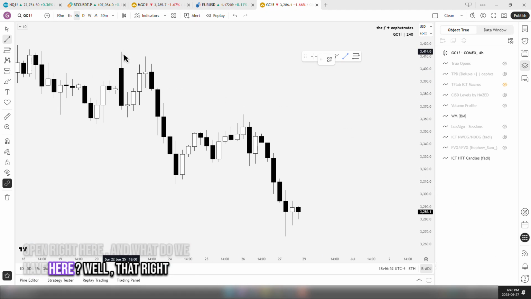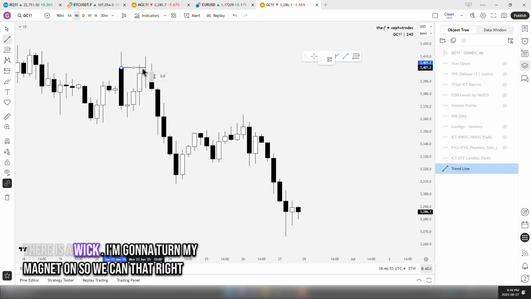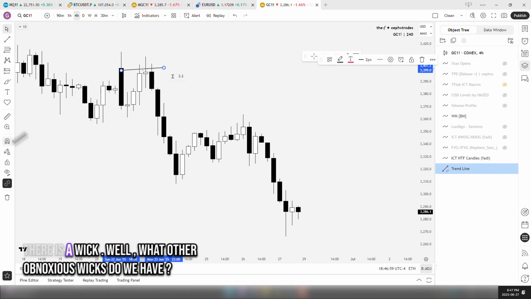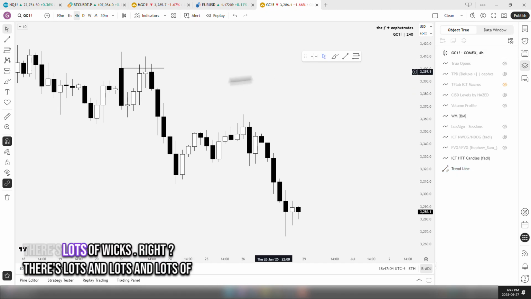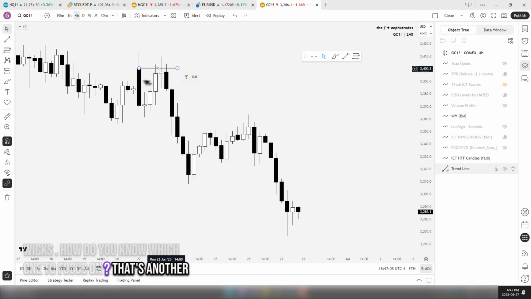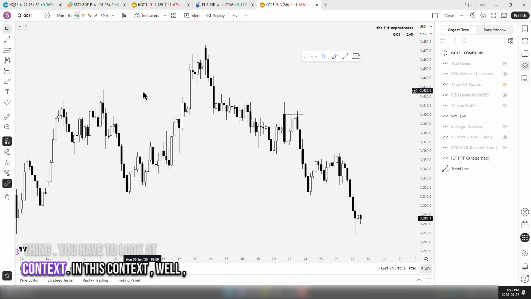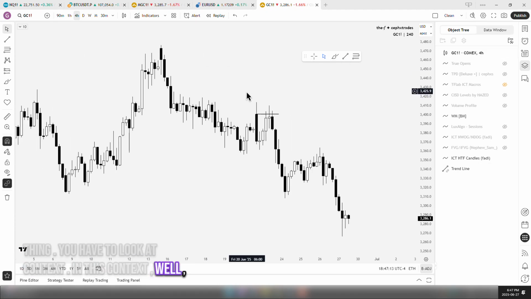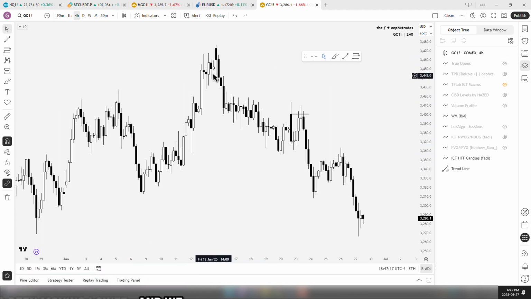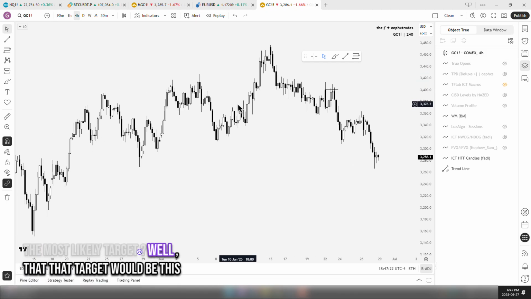And what do we have here? Well, that right there is a wick. I'm going to turn my magnet on so we can. That right there is a wick. Well, what other obnoxious wicks do we have? There's lots of wicks, right? There's lots and lots of wicks. How do you know which one to focus on? That's another thing. You have to look at context. In this context, we can say that we were bearish from this order block and price has been moving lower. And we just took this range high. What's the most likely target? Well, that target would be this low.